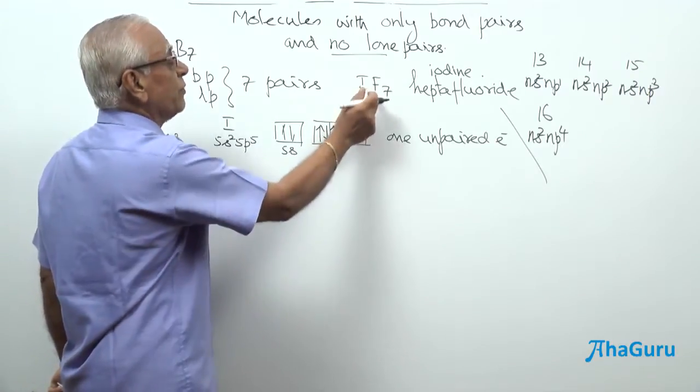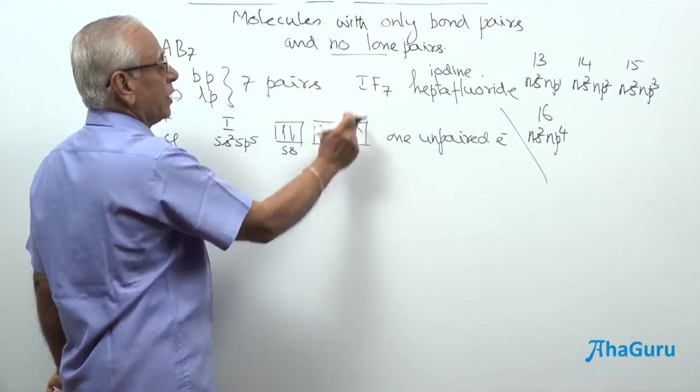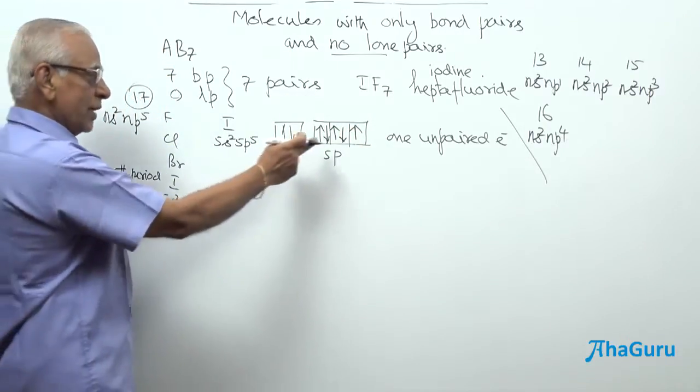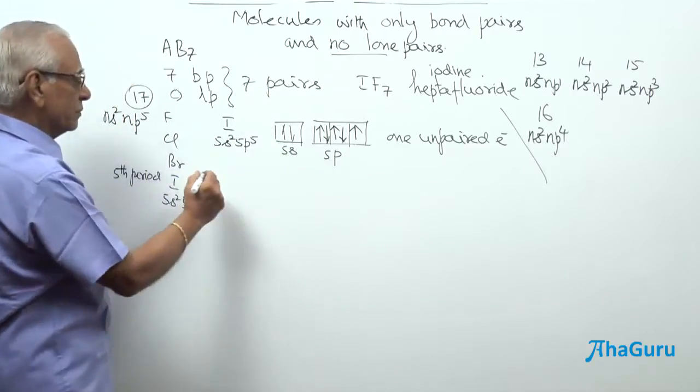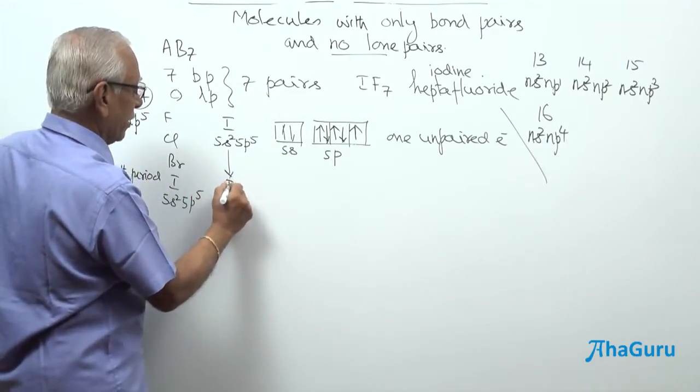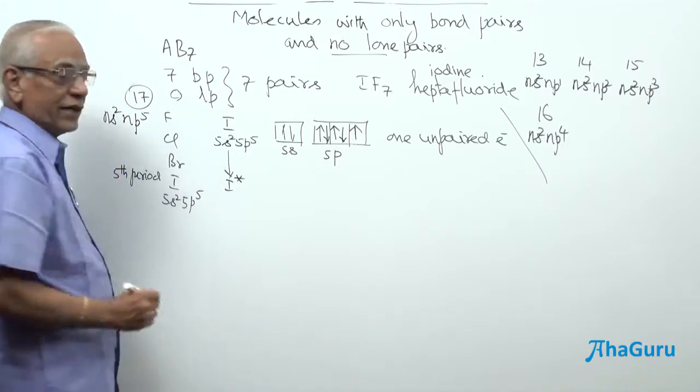Probably this is going to form a bond, sharing an electron with one fluorine atom. But can it accommodate 7 fluorine? No. Therefore, what should be the next structure here? Probably iodine should give you an excited state configuration.